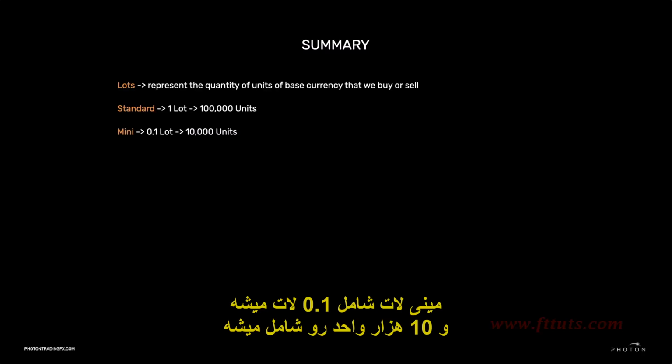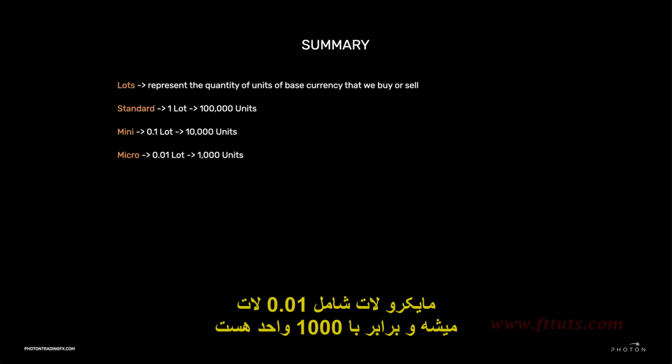So, just to quickly summarize the key points that we have covered in this lesson: currencies are traded in specific amounts called lots, which represent the units of base currency that we buy or sell. One whole lot is called a standard lot, and this is equal to 100,000 units. A mini lot is 0.1 lots, and this is equal to 10,000 units. A micro lot is 0.01 lots, and is equal to 1,000 units.